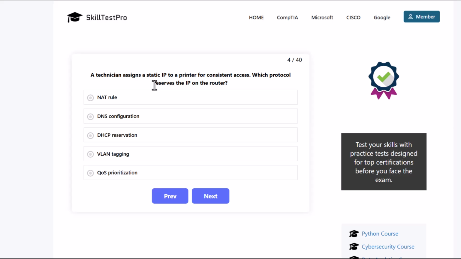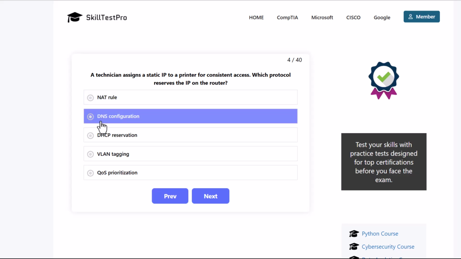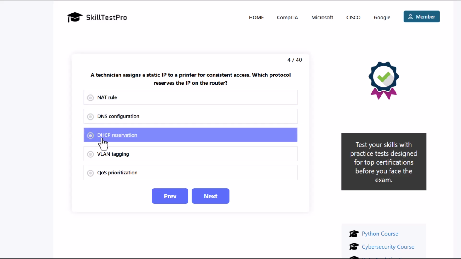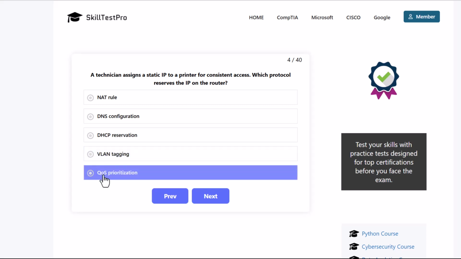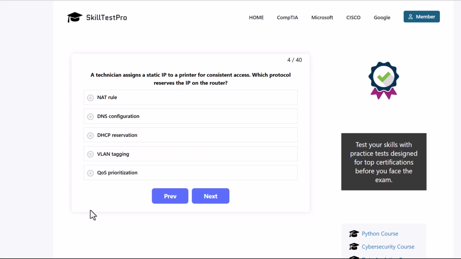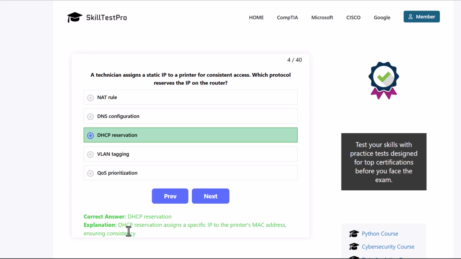A technician assigns a static IP to a printer for consistent access. Which protocol reserves the IP on the router? NAT, DNS, DHCP, VLAN, or QoS, quality of service. And here the correct answer would be DHCP reservation, as DHCP reservation assigns a specific IP to the printer's MAC address, ensuring consistency.